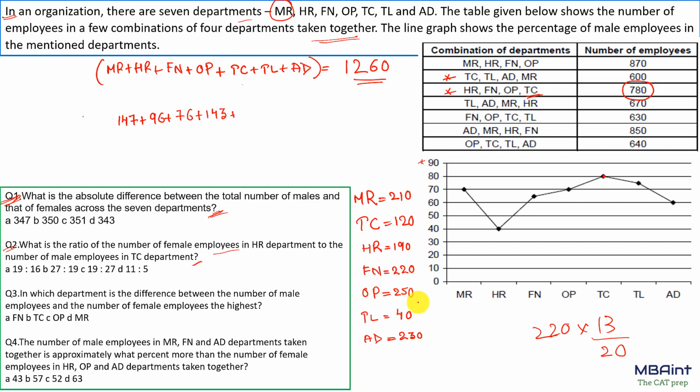Similarly, let's calculate for OP. For OP, the male employees are again 70%, and the OP value is 250. So 25 into 7 makes it 175. Similarly for TL, this is just basic calculation. TL is 40 and the percentage of male employees is 75%. So that makes it 30. Now AD is 230. The percentage of male employees in AD is 60%. So 23 into 6 is 138.